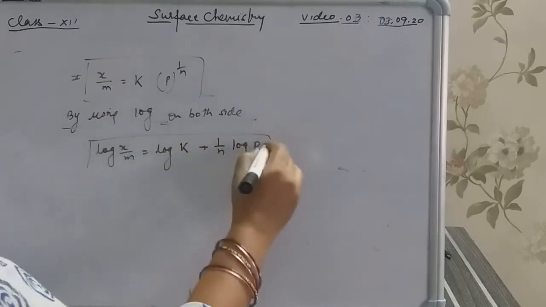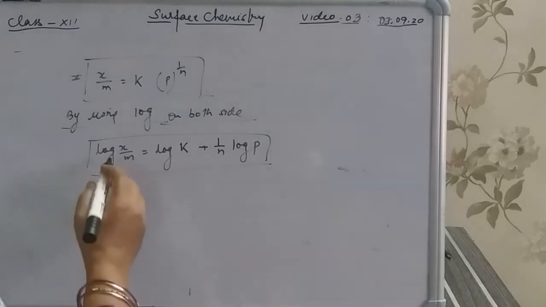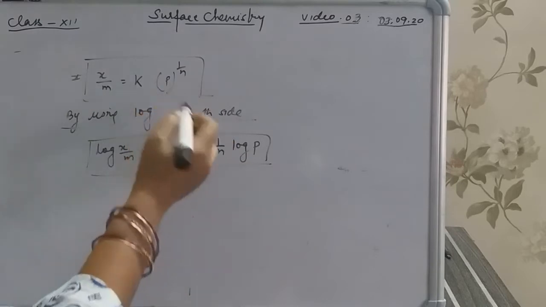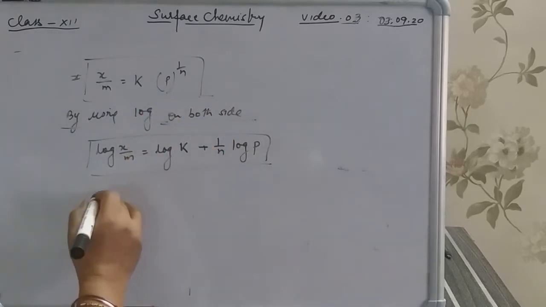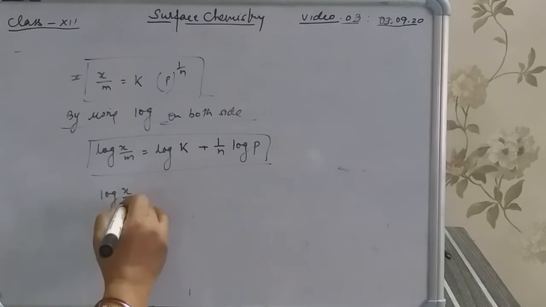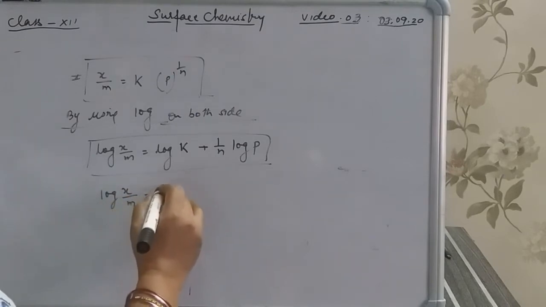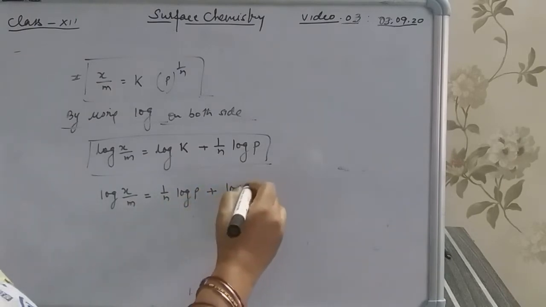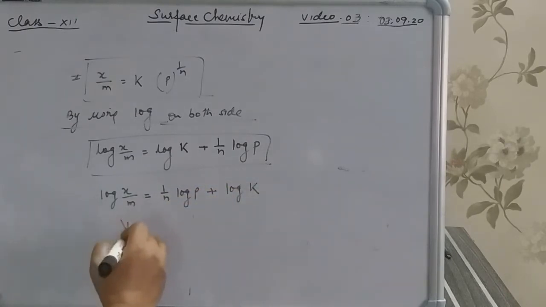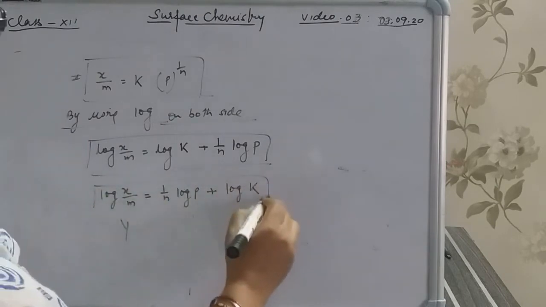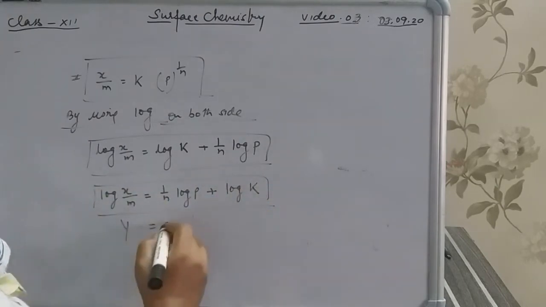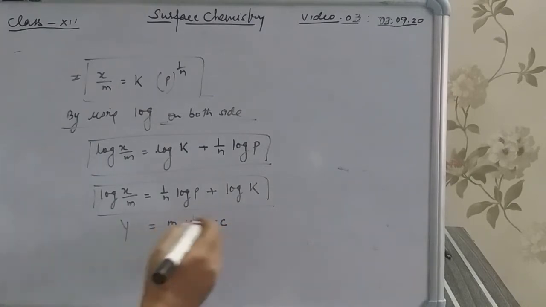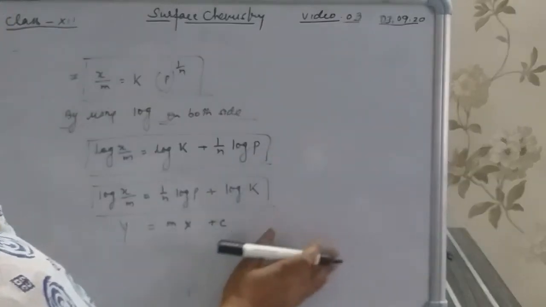So by using log, he made the equation log x by m equals log k plus 1 by n log p, or by writing it as 1 by n log p plus log k. So it comes out as a straight line graph, y equals mx plus c. On the basis of this, he plotted a graph.